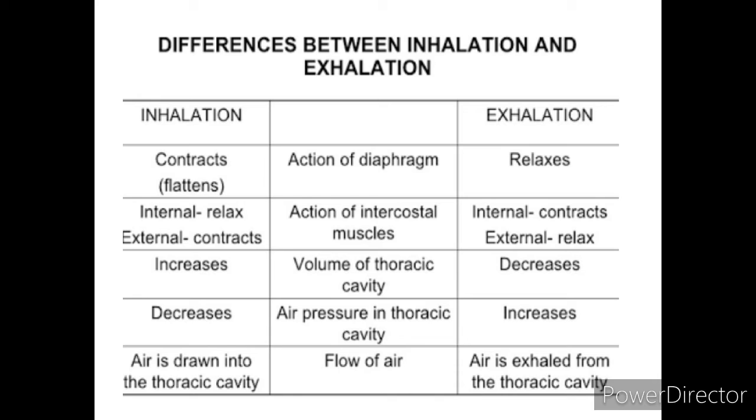So here are the differences between inhalation and exhalation. In inhalation, the diaphragm contracts, and it relaxes in exhalation. Now next is the action of intercostal muscles. At the time of inhalation, the internal intercostal muscles relax and the external intercostal muscles contract. And in exhalation, the internal intercostal muscles contract and the external intercostal muscles relax. In inhalation, the volume of the thoracic cavity increases, and in exhalation it decreases.